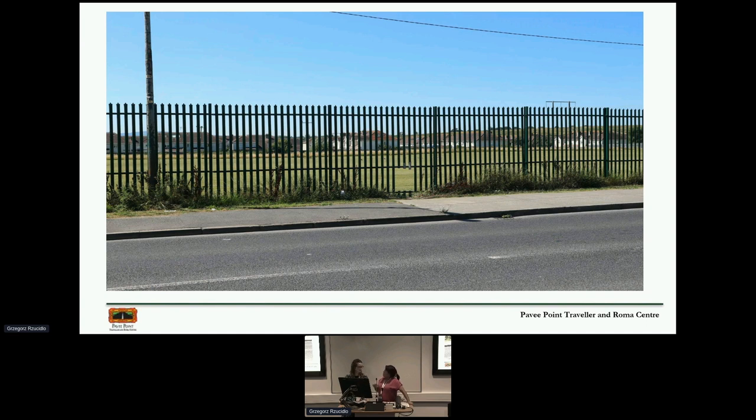So the children go into that green area to play, but the principal in the school isn't happy with them because it's beside the school. But the children really have nowhere else to play and it's very dangerous.